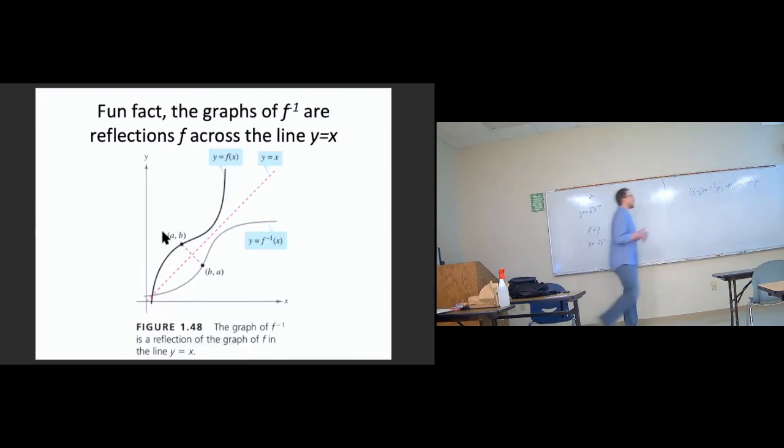Now, a cool special behavior happens when talking about the inverse of two functions. Their graphs are the mirror images of each other across the line y equal to x. Why is that? What's happening that would make this true? What do y'all think?